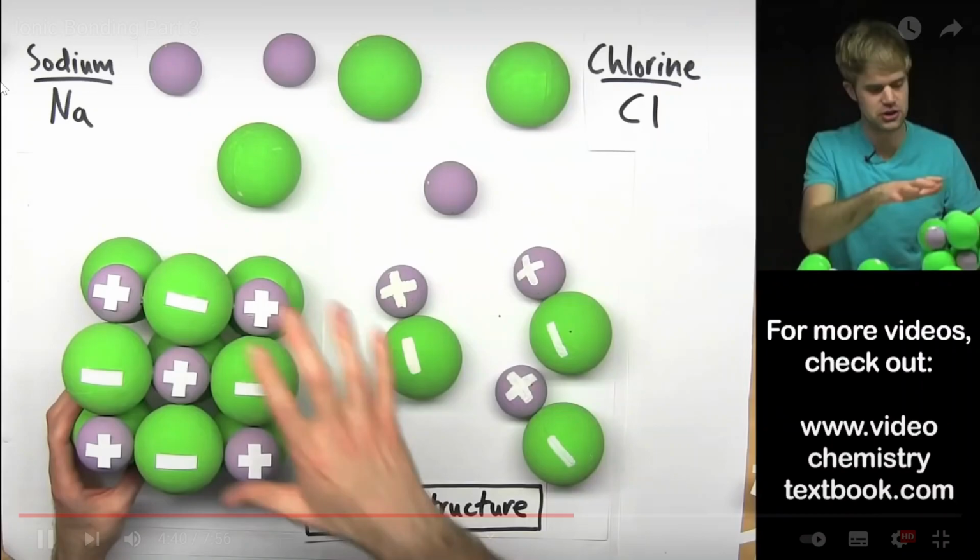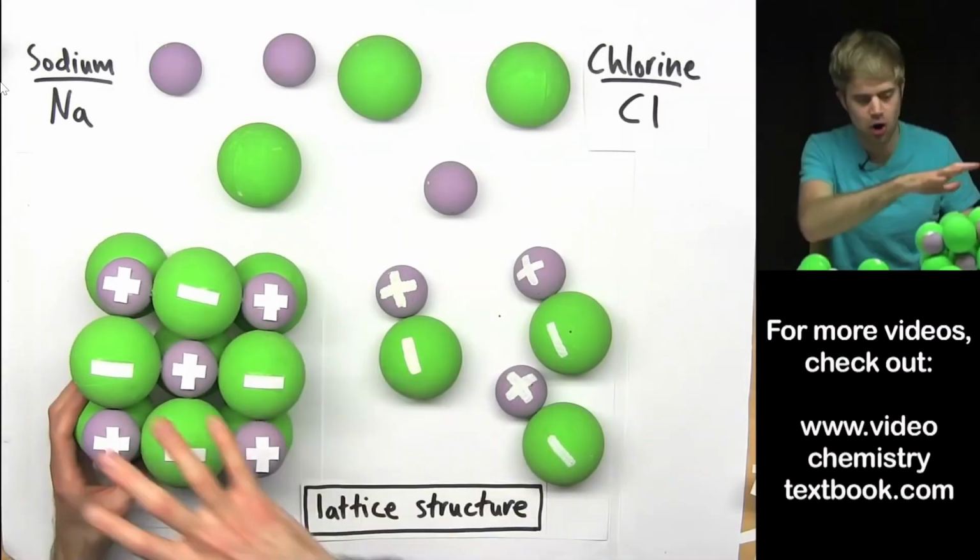Just in general, through the lattice structure, we alternate plus, minus, plus, minus, plus, minus, because all of these opposite charges are attracting together to make this lattice structure.